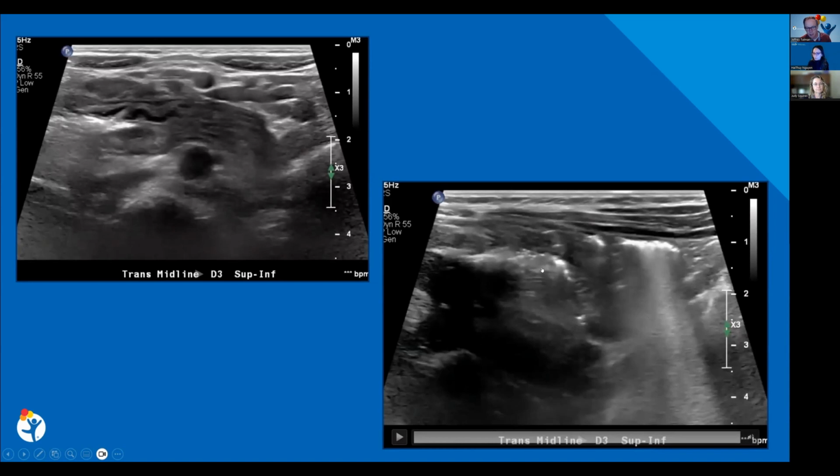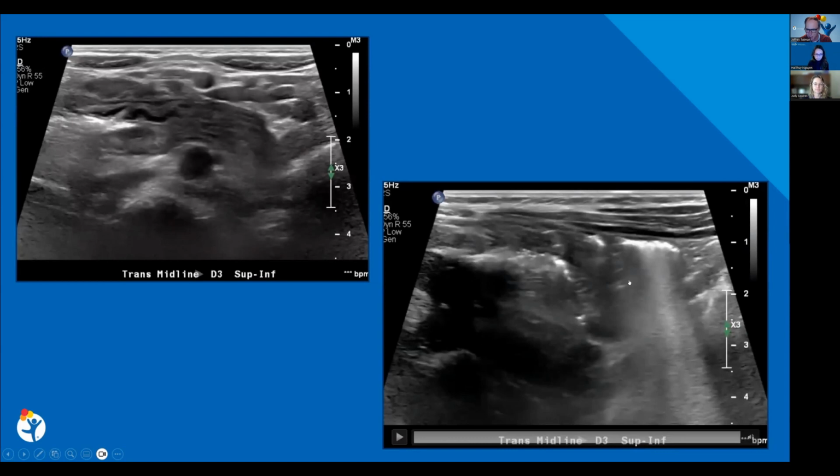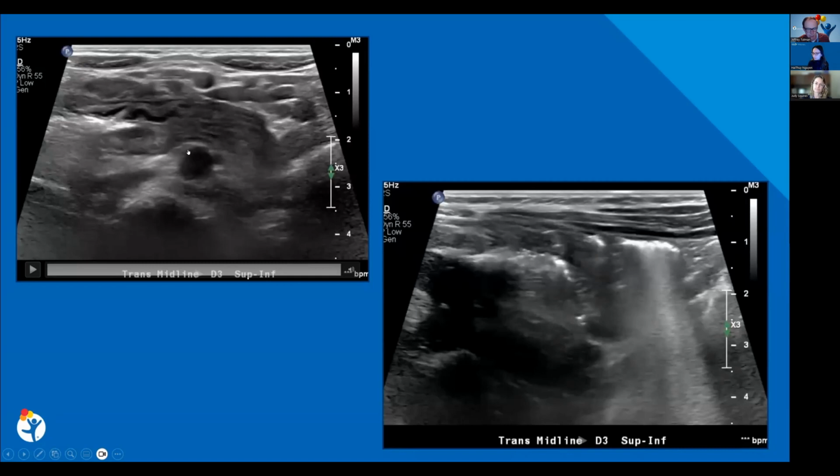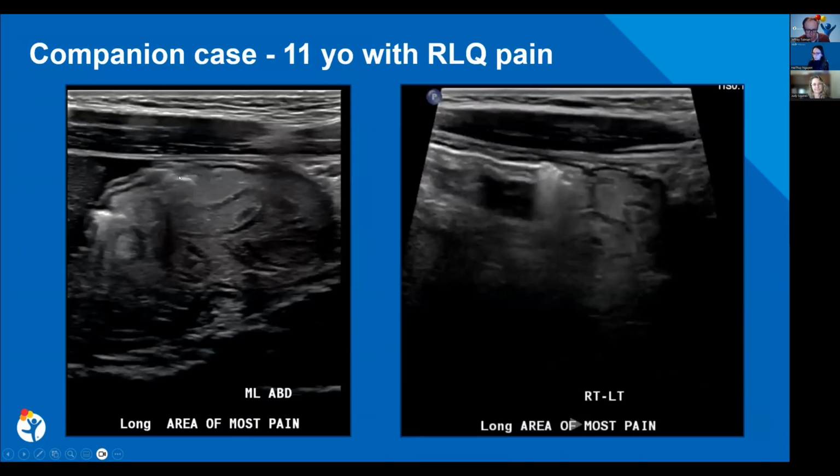So again, I think this is just something that you have to be familiar with, just the sonographic appearance of this, that bezoars can be very dense and shadowing, can sometimes mimic air, but just keep this in mind. And then just an interesting normal companion case.